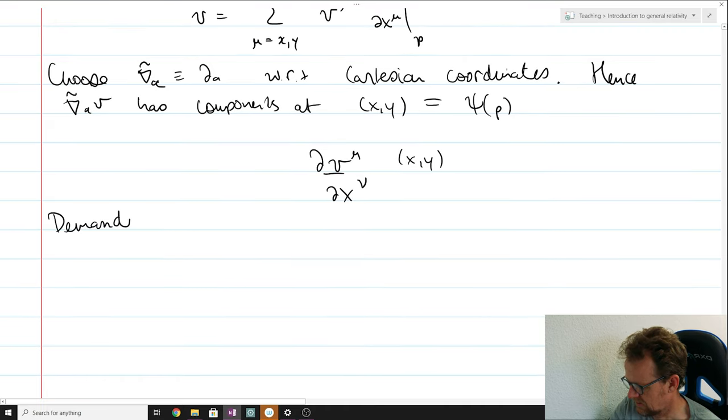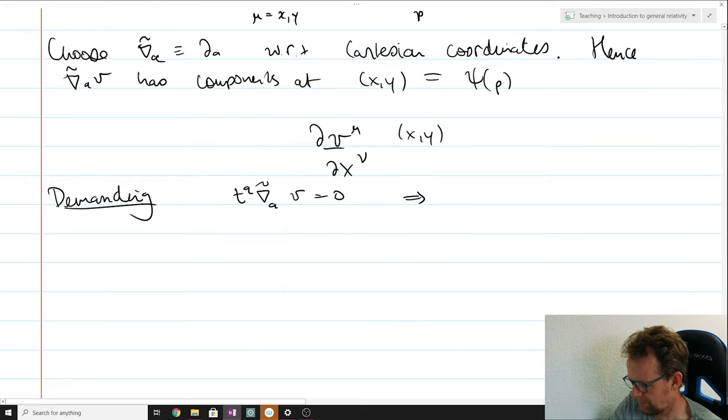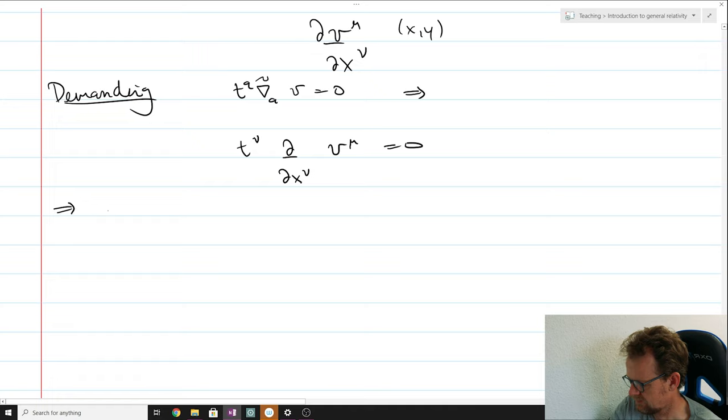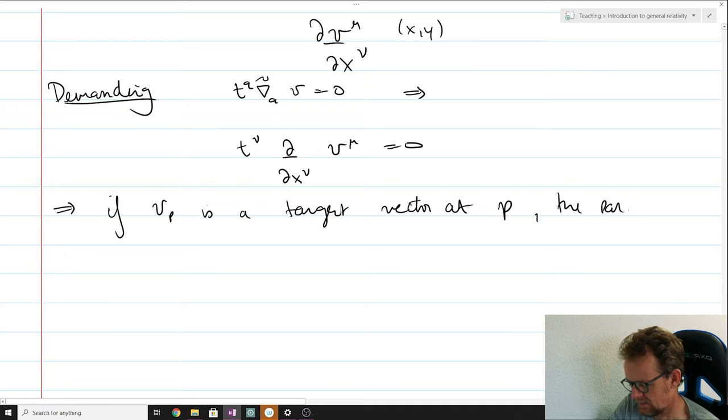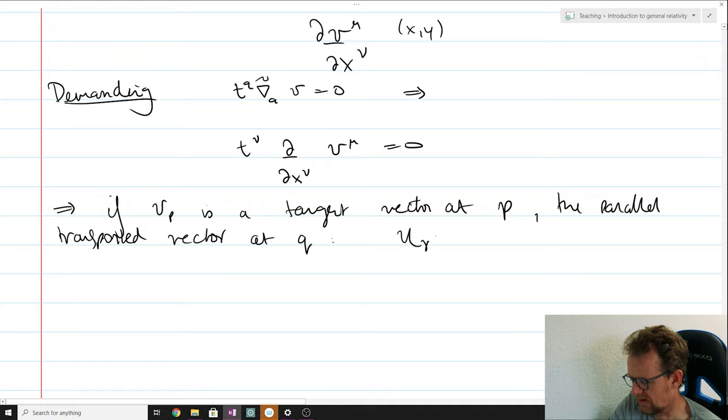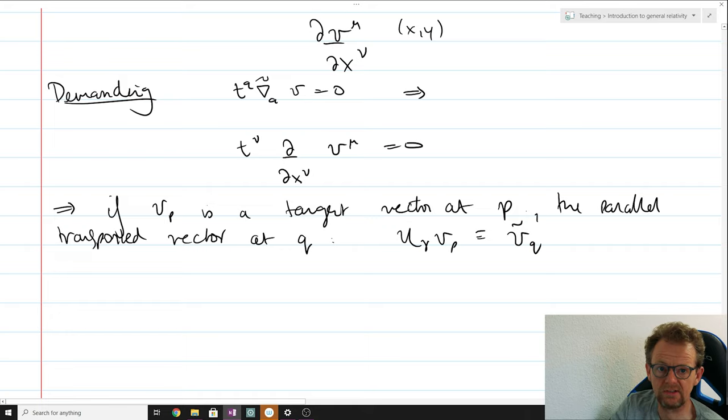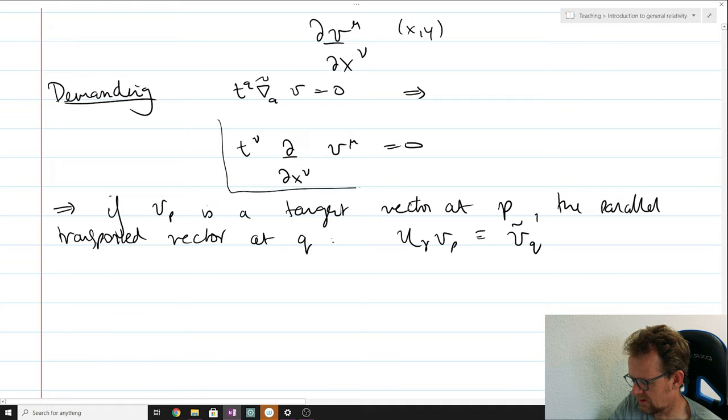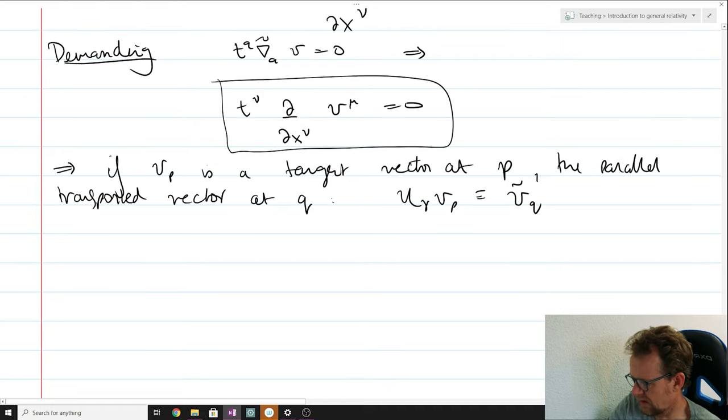And demanding that this vector is parallel transported in this coordinate system according to this derivative operator leads to the following condition on the components V^mu, namely that they're constant. So if V is a tangent vector at P, the parallel transported vector at Q, which we could denote U_gamma V_P, we could just denote that as V_Q twiddle, so this is the parallel transported vector according to this parallel transport equation here, what components does V twiddle Q have?